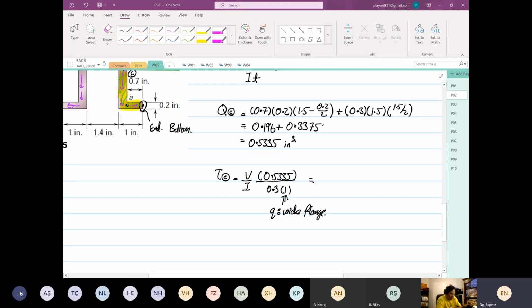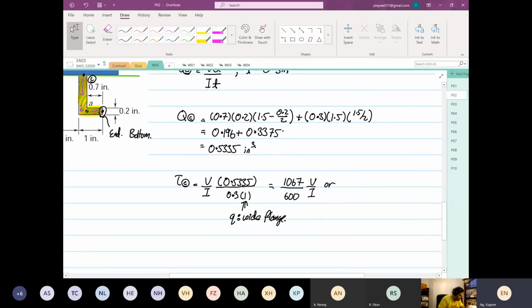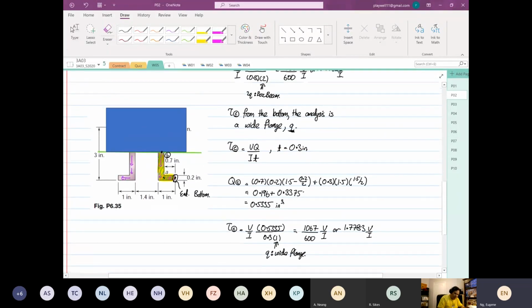So from here, 0.5335 divided by 0.3. So this is equal to 1067 over 600 V over I, or is equal to 1.7783 V over I. Okay, like what I was telling you guys, right?